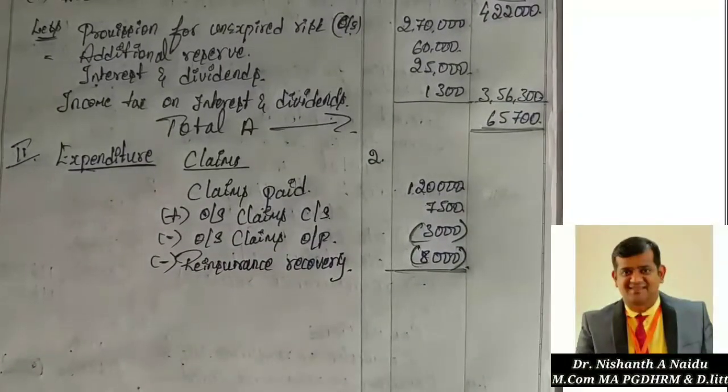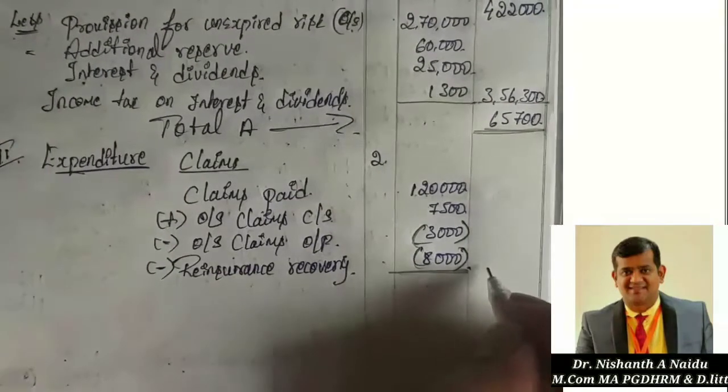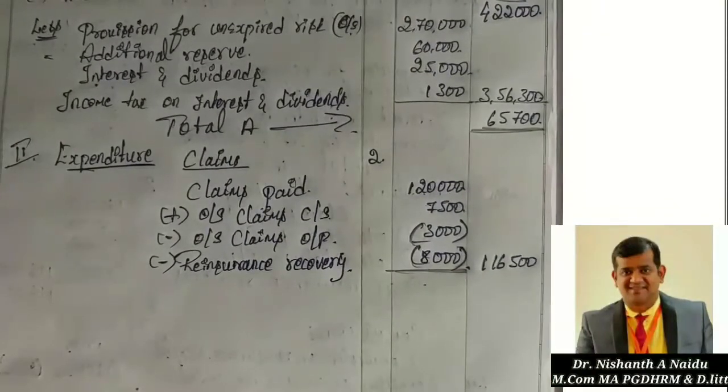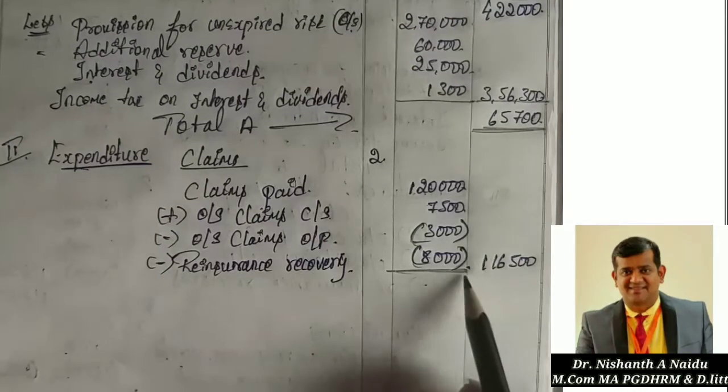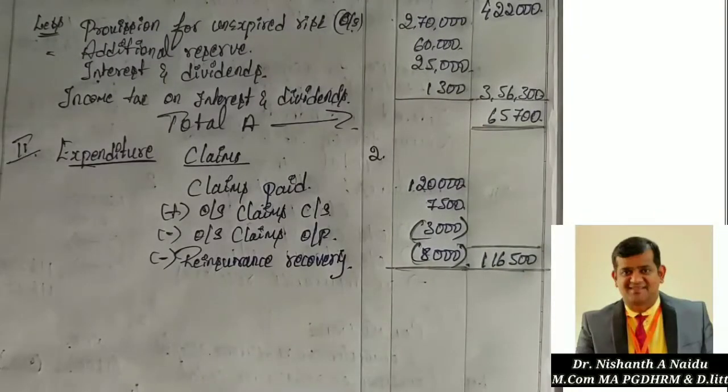So now take the calculator and calculate 1,20,000 plus 7,500 minus 3,000 minus 8,000. So how much you got? 1,16,500. Okay. So this is the total of schedule number 2. So this is going to be the total of schedule number 2. So I am highlighting and keep it.